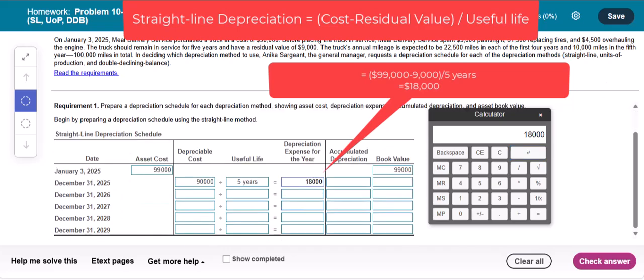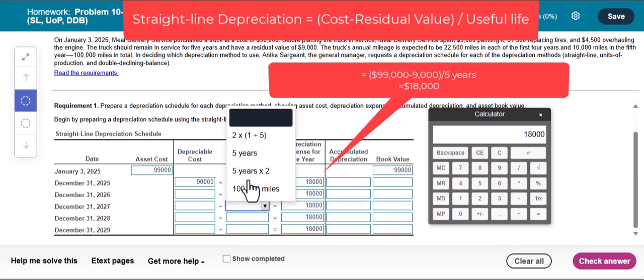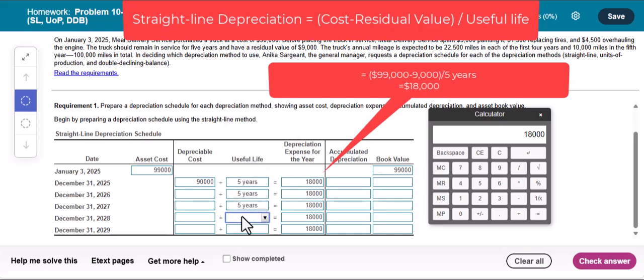And because we are using the straight line method, we can go ahead and input that all the way through, because that's going to be the depreciation expense for each year. So we'll input that here and copy this over as well, because again, that depreciation is the same for each of the 5 years in the straight line method.